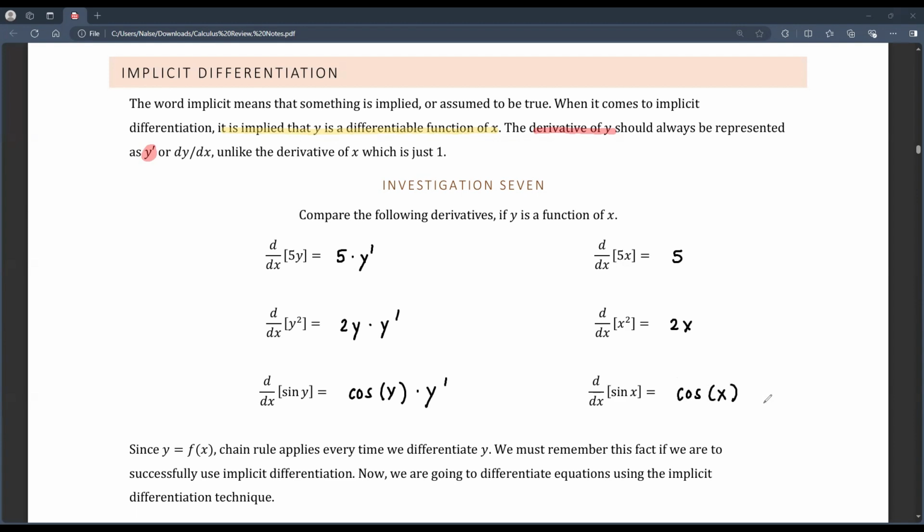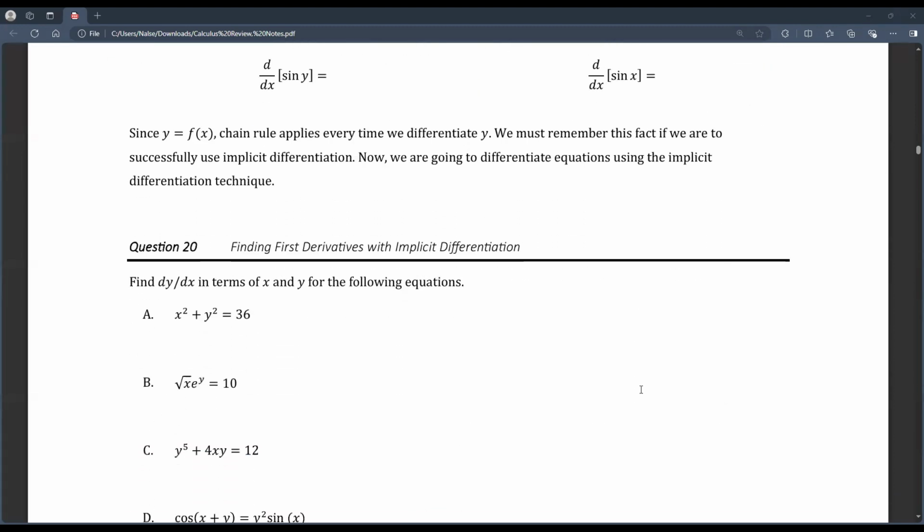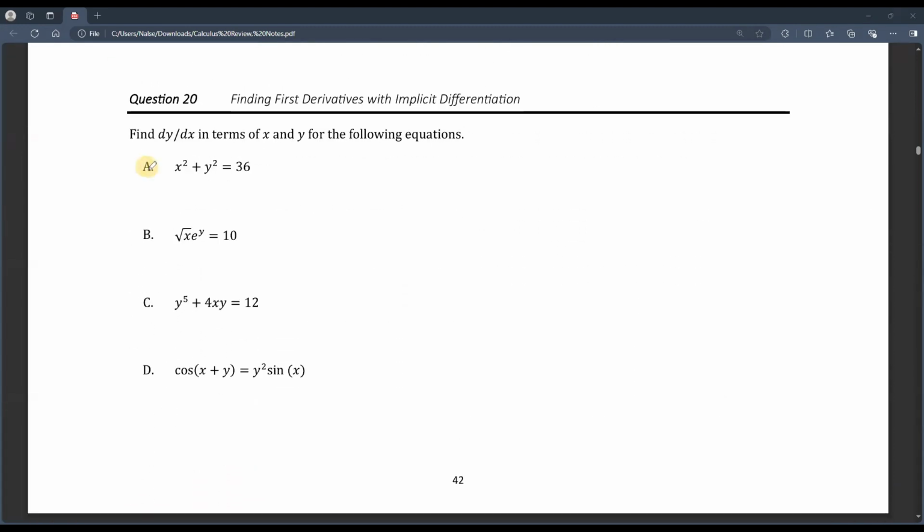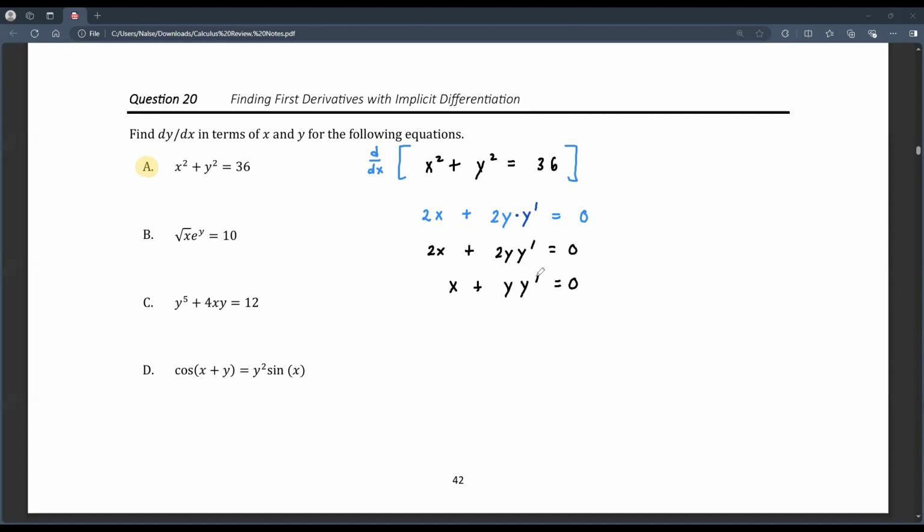Armed with this knowledge, we are ready to use implicit differentiation, which will be involved in all parts of question 20. In Part A, we can differentiate every term with respect to x. Once we do this, this is what we will find. X squared would go to 2x, y squared would go to 2y times y prime, and 36 goes to 0. Then, we can solve the equation for y prime, which is the goal of the problem. Y prime should equal negative x over y. And we got there by using the implicit differentiation technique.